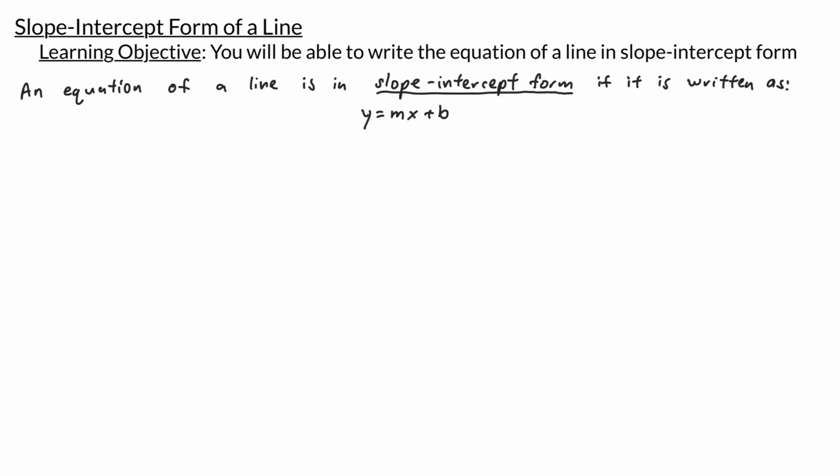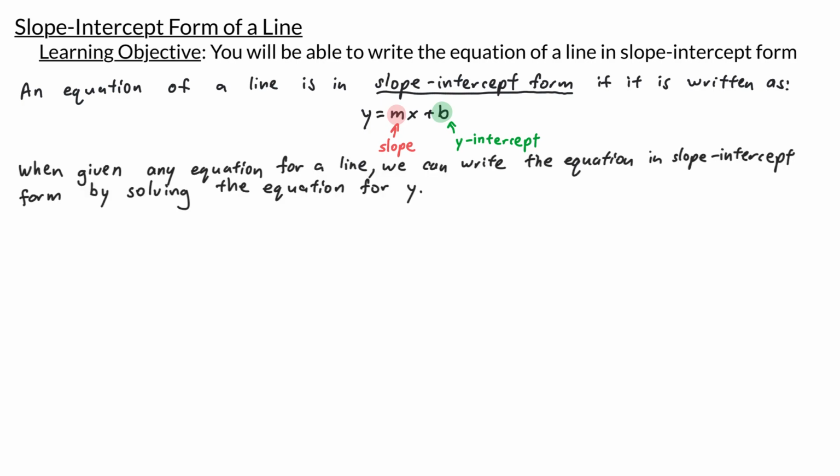We say that an equation of a line is written in slope-intercept form if it is written in the form y equals some number m times x plus some other number b. It turns out that when our equation is written in this way, the number m in front of the x will tell us the slope of the line, and the number b at the end tells us the y-intercept of the line. One thing to note is that if we are given any equation of a line, we can always write the slope-intercept form for that line just by solving for y.